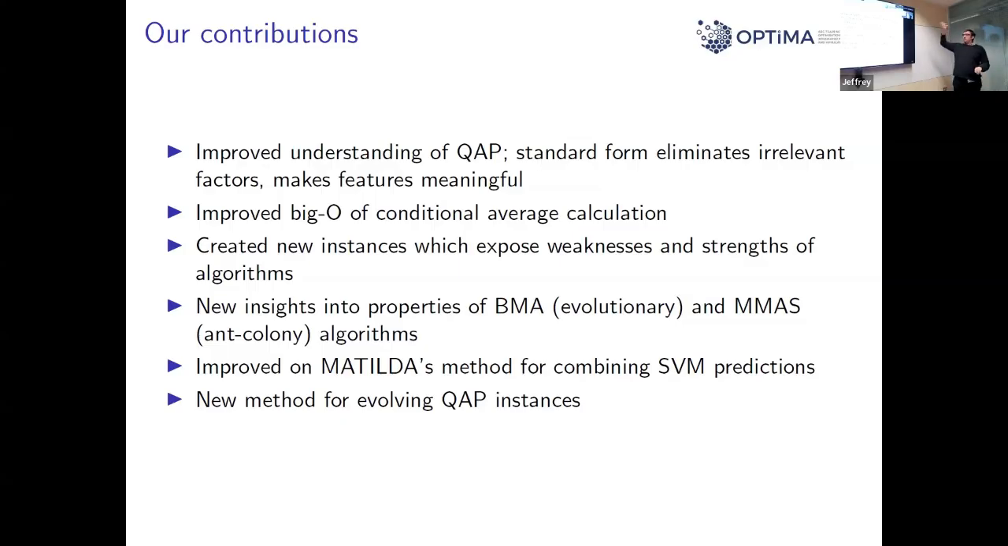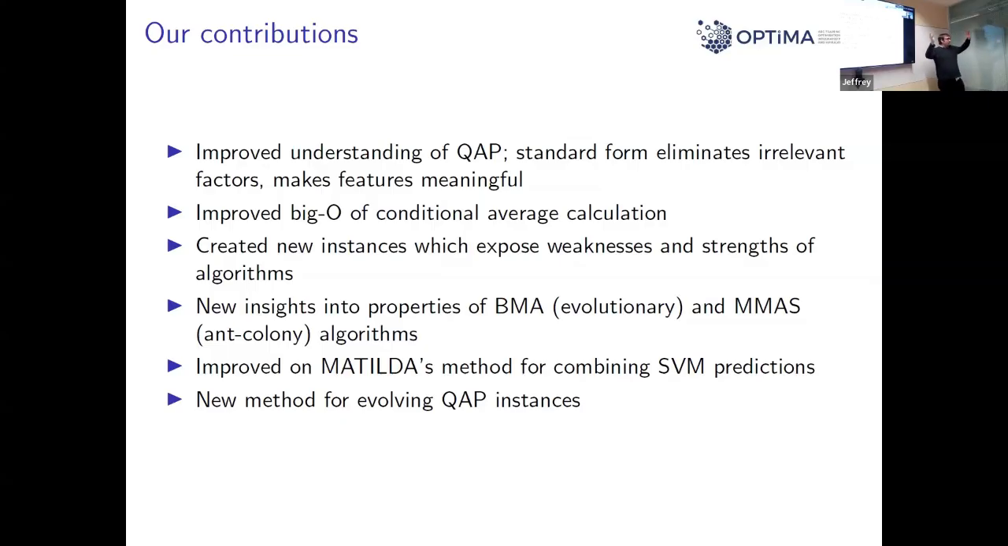I won't go through the entire list, but we've created new instances, since, as we saw, our original instance set was outright lying to us about the properties of the quadratic assignment problem. Our new set of instances, well, we're not getting such a clear message out of it, but at least we think it's not lying to us in the same way. We've learned some more about the comparative properties of ant colony algorithms and evolutionary algorithms. And we've proposed this method for evolving quadratic assignment problem instances based on evolving a generator for their flow matrix.